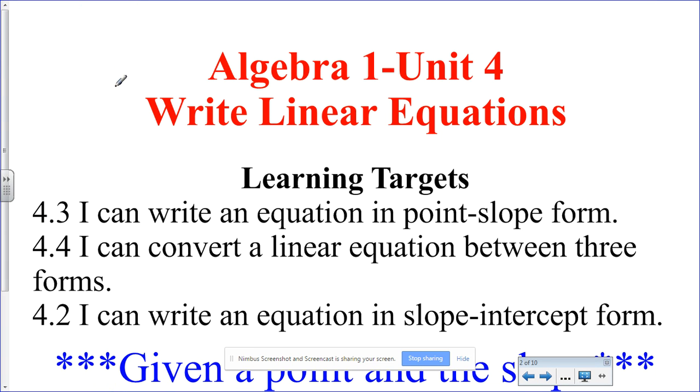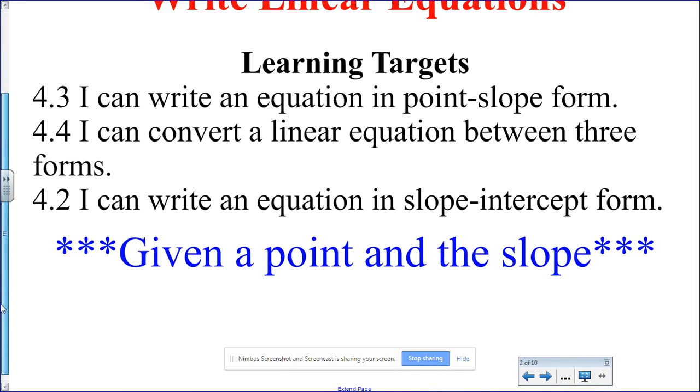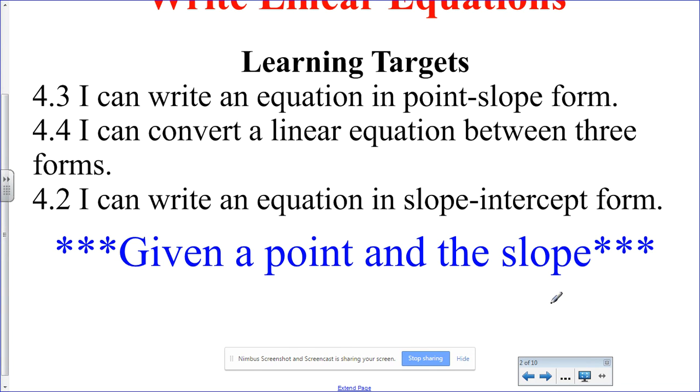Today we are going to start talking about how to write equations in point-slope form and slope-intercept form when you are given a point and the slope. Everything that we do is going to go through point-slope form today, so we're going to talk first about how to plug values into point-slope form. Then we are going to talk about how to convert point-slope to slope-intercept. And then finally, write an equation in slope-intercept form.